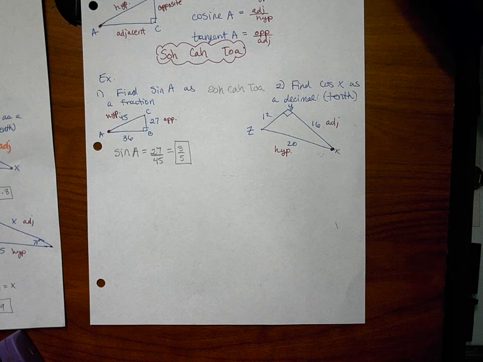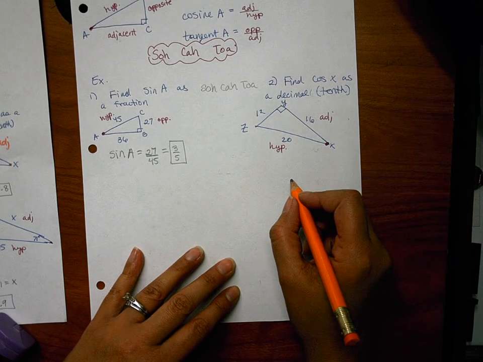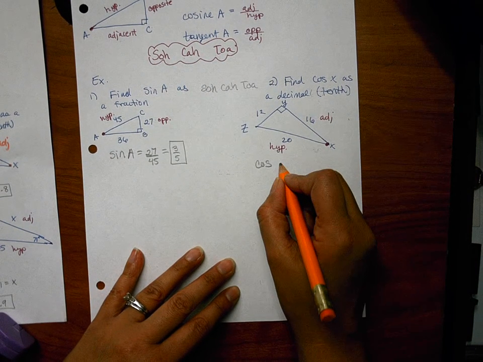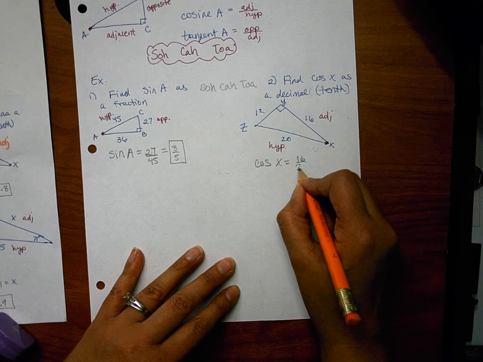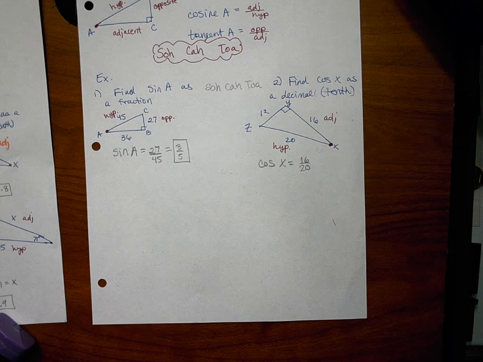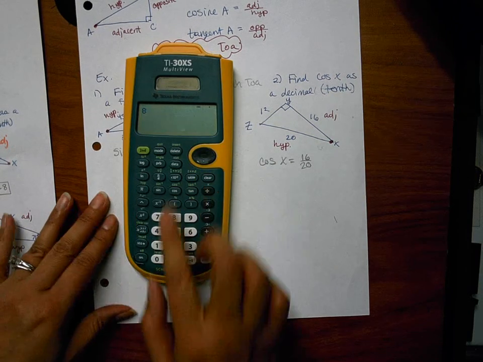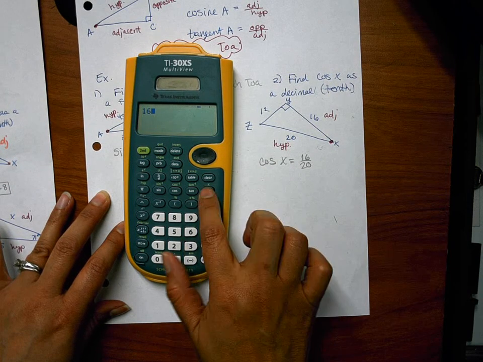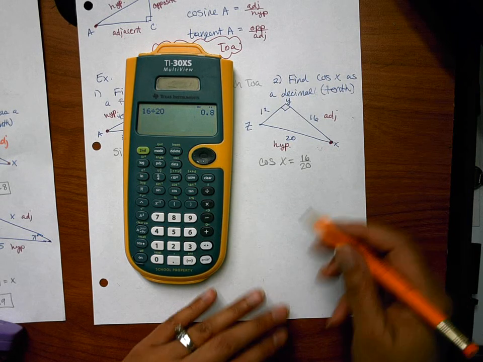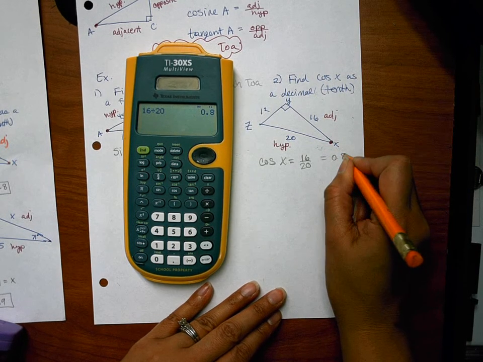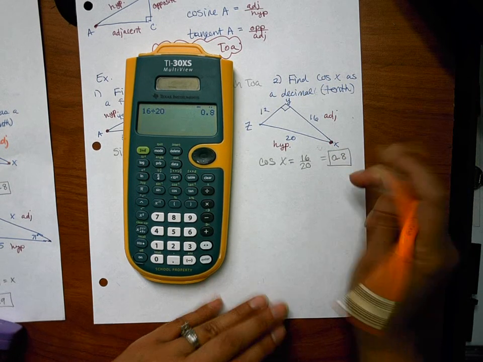Okay, so I'm going to write down cosine of x equals adjacent, which is 16, over hypotenuse, which is 20. And this one asked us to write it as a decimal, so I'm not going to reduce it. I am going to plug it in the calculator and get an answer. So 16 divided by 20 equals 0.8. It's already to the nearest tenths, so 0.8 is the answer.